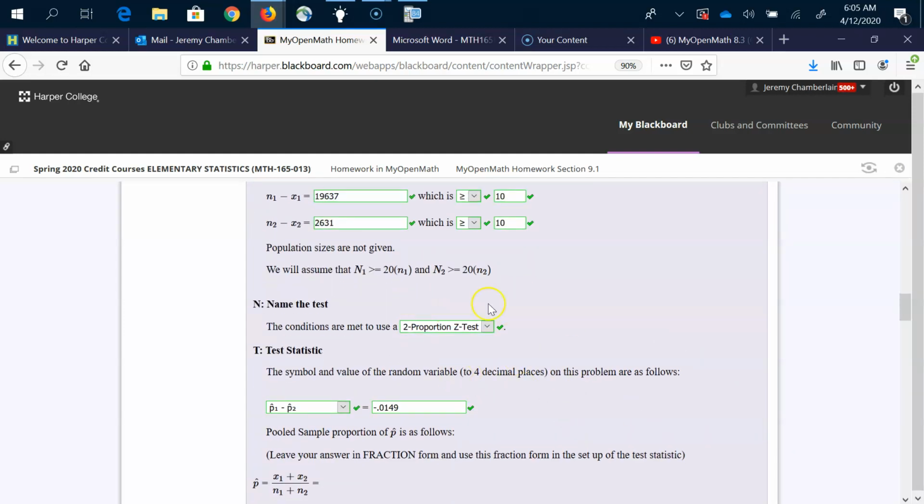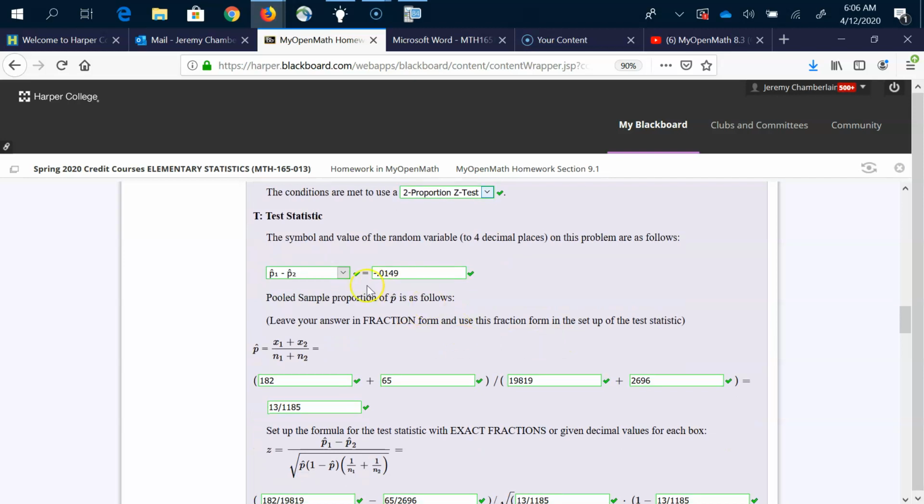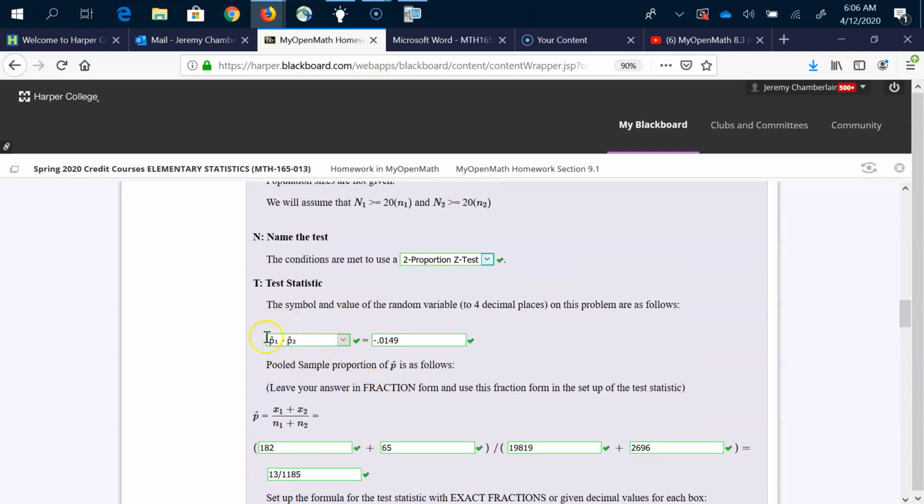Since it did not give me the population of the urban and the rural states, I assume it's very, very large, such that each population is greater than or equal to 20 times the sample size in each of the two samples. The name of the test is two-proportion z-test. There's a bunch of different options, but I have two proportions. The test statistic's down here, but the actual random variable is the difference in the two proportions, p1 hat minus p2 hat.